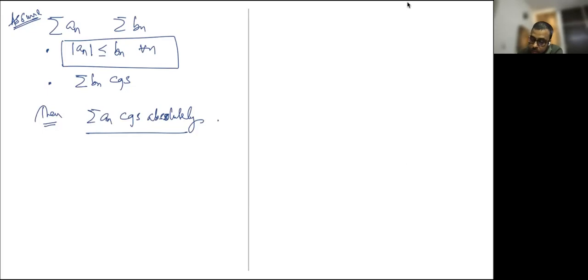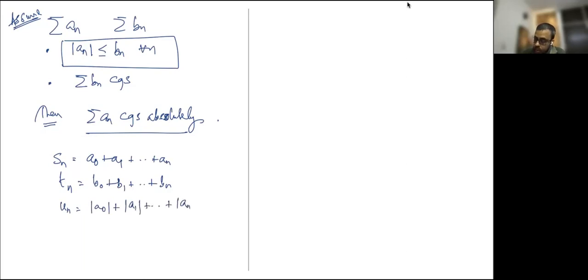Okay, the proof, as I said, is not difficult. You look at the partial sum, a0 plus a1 plus up to an. You call the partial sum of the second series Tn, so this is b0 plus b1 plus up to bn. Also we want one more notation: let's denote by un the partial sums of the series of the absolute values of the an's.